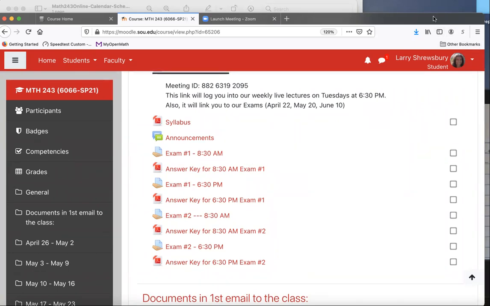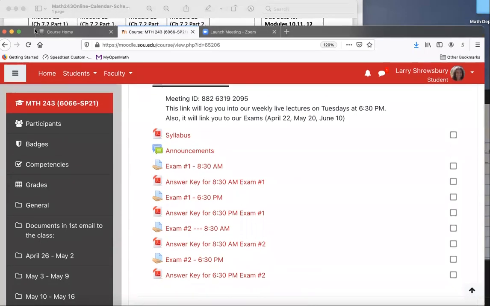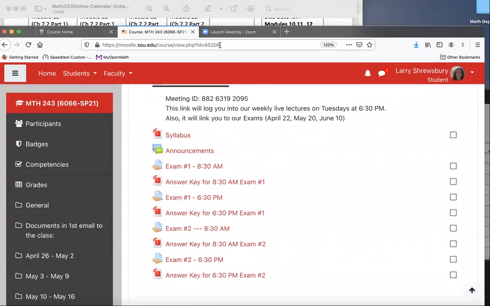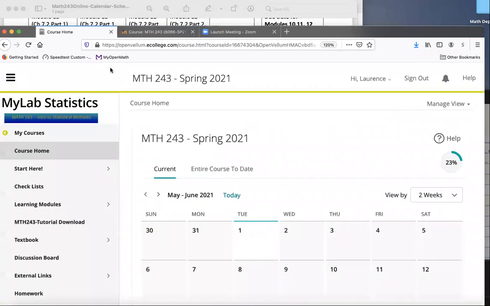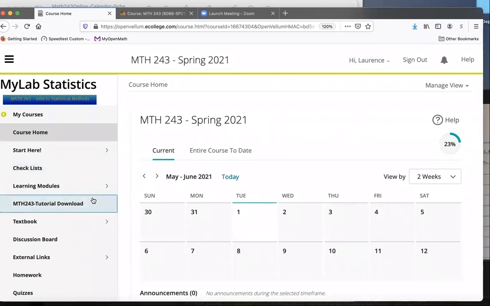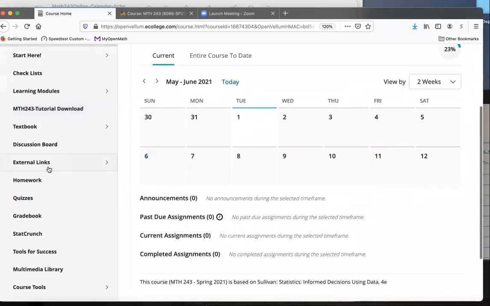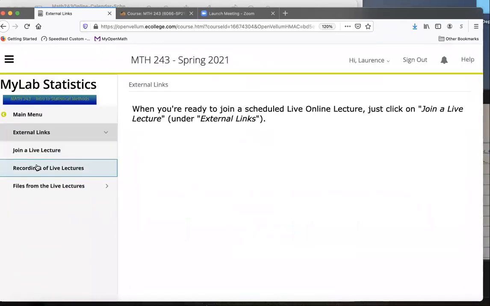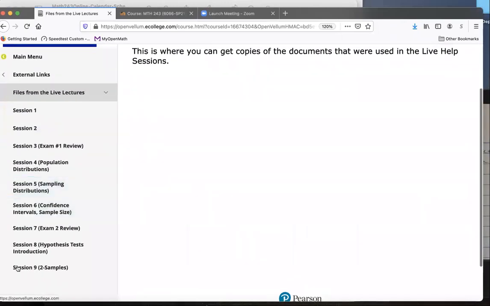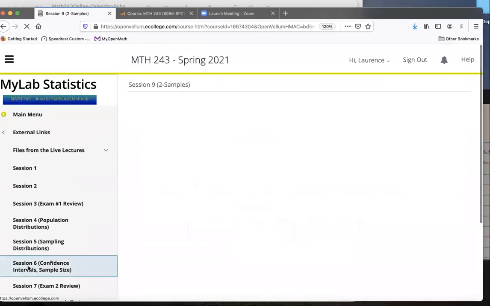So that's the plan. So let's start talking about the new stuff. Now, let me show you this. And I should remind you that all these documents I'm showing you, as we've done countless times in our past sessions, you have them available to you. You go to external links, files from the live lectures, and this is session 9.